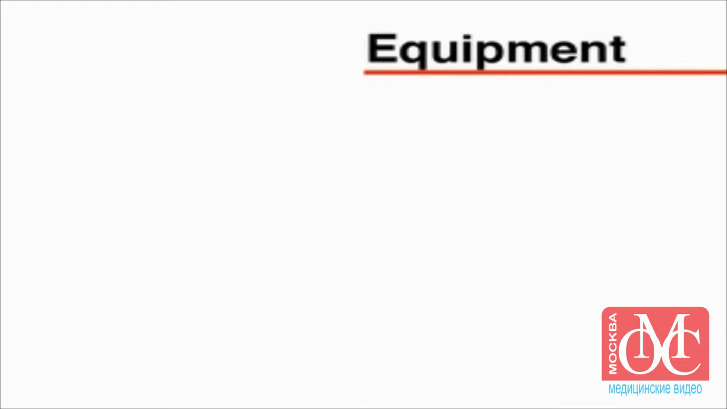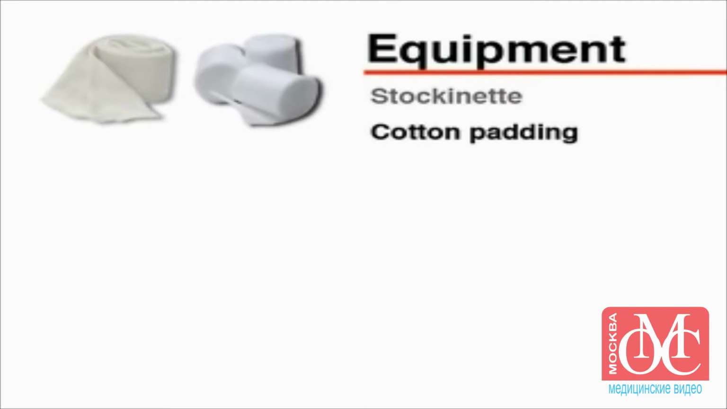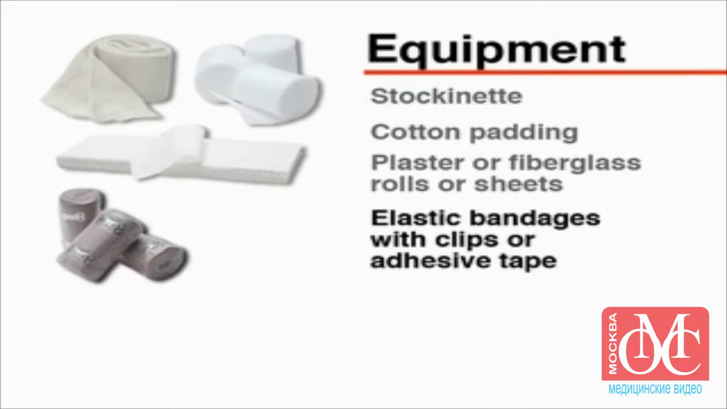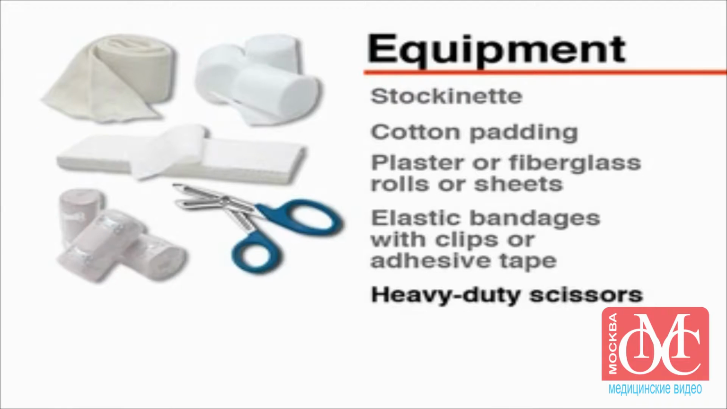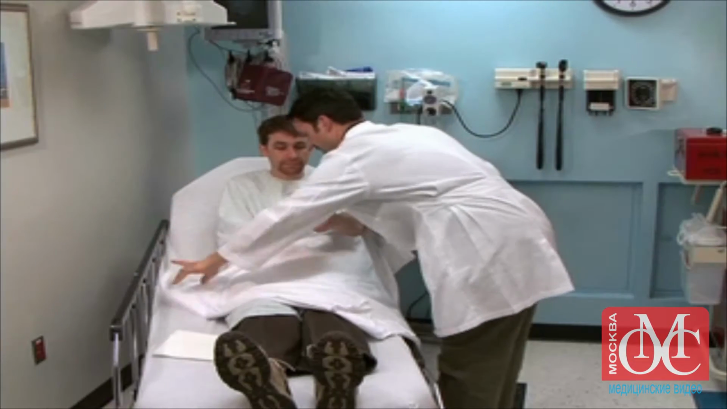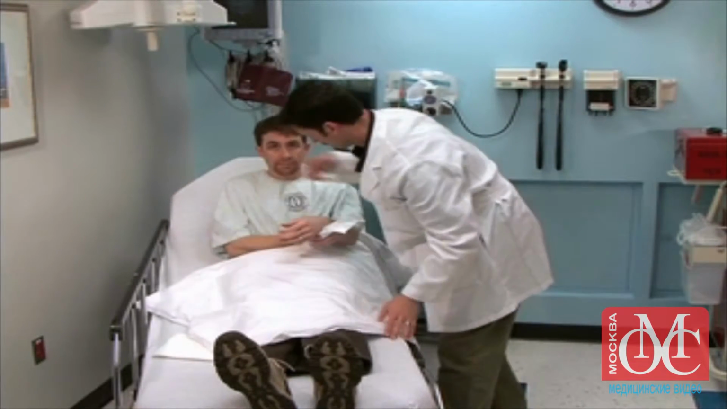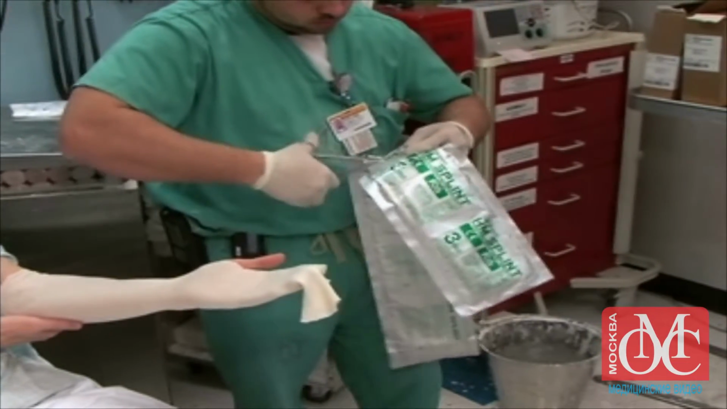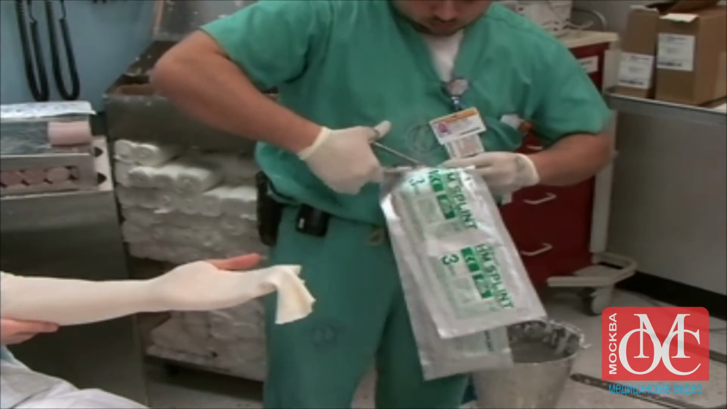The materials needed for basic extremity splint placement include a stockinette, cotton padding, plaster or fiberglass rolls or sheets, elastic bandages with clips or adhesive tape, heavy-duty scissors, and a bucket of water. Use sheets or pads to protect the patient's clothing during splint application whenever possible. As an alternative to plaster rolls or sheets, you may also use prefabricated splint materials.